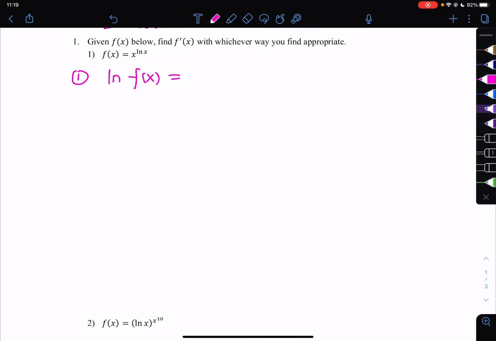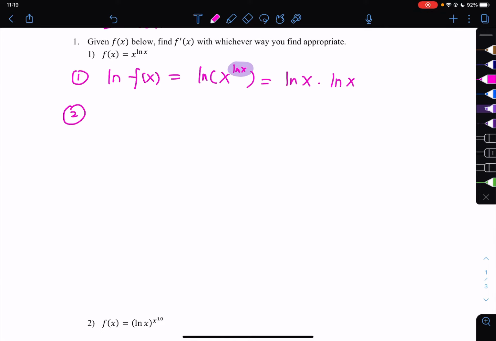So what you end up with is ln of x to the ln x. Move the ln x out in front, so you have ln x and then keep ln and keep your base. You can simplify it a little bit further if you want, writing it as ln x squared, but you don't have to.